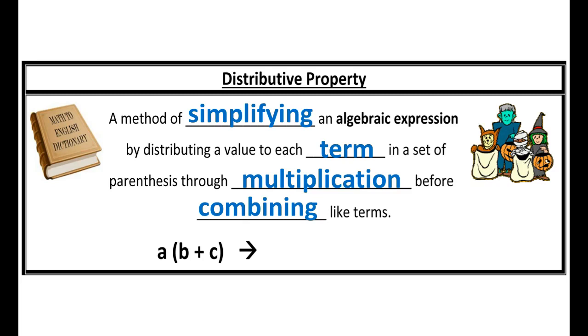The distributive property is kind of like trick-or-treating. If you don't multiply each term in the set of parentheses by the variable, so if you don't give each kid candy, you're going to make a mistake, or in Halloween terms, you're going to get your house egged.